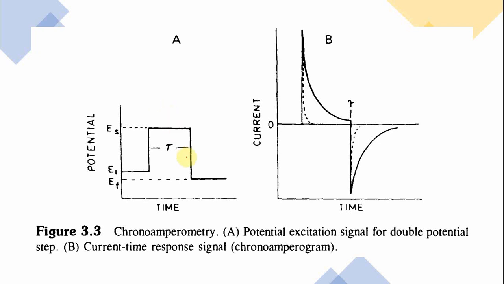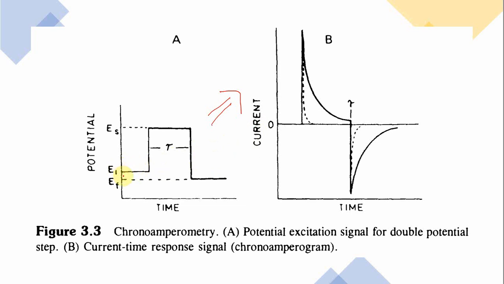We have potential plotted versus time, and we saw that initially it is stepped from here to this ES value, and then it remains the same, and then it comes back to a final value. So basically you are looking at a double step chronoamperometry. So what is the result or consequence of that? We can see that in the B part.